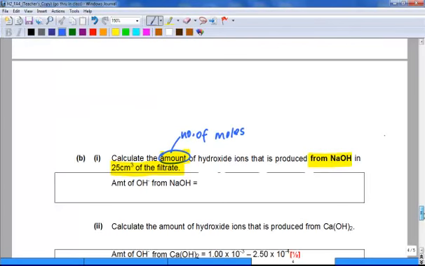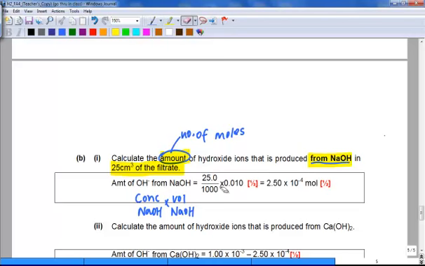So over here, if they want number of moles, I simply just take the concentration of NaOH times the volume of NaOH initially. That will give me the amount of OH minus produced from NaOH. So it's simply just volume times concentration, it gives me number of moles.